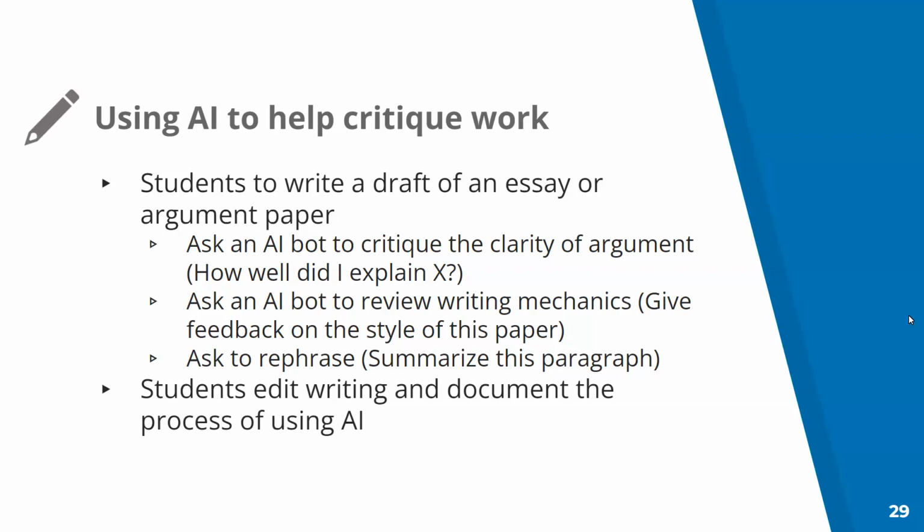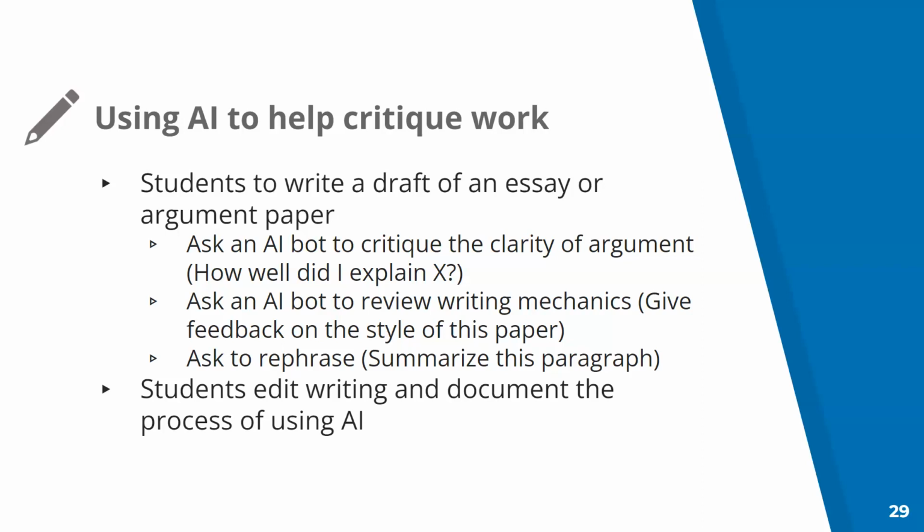And so let's say you have an assignment where you usually have students write a draft of an essay and then you give them feedback and then they have to submit a final paper or an argument paper, for example. So another midpoint in there could be asking an AI for feedback. So this could come in the form of maybe having students submit a draft of their assignment to an AI bot and asking for a critique of their arguments. So asking it, how well did I explain X, whatever that topic is that they're writing about.